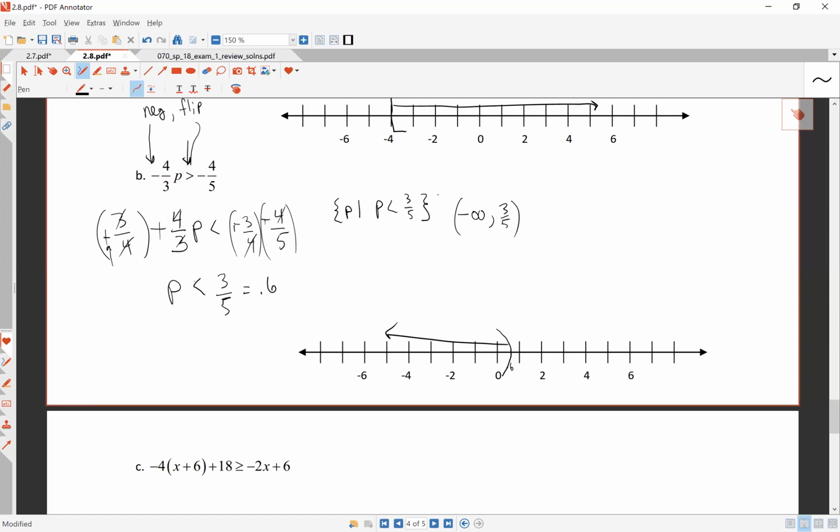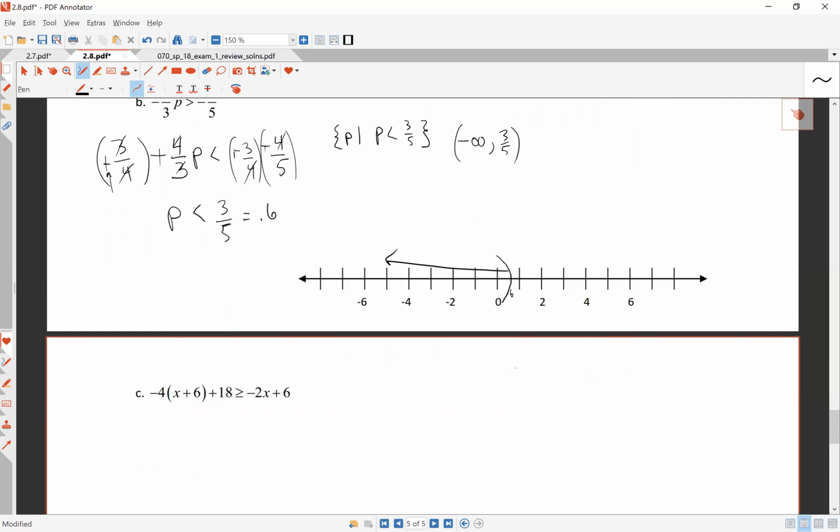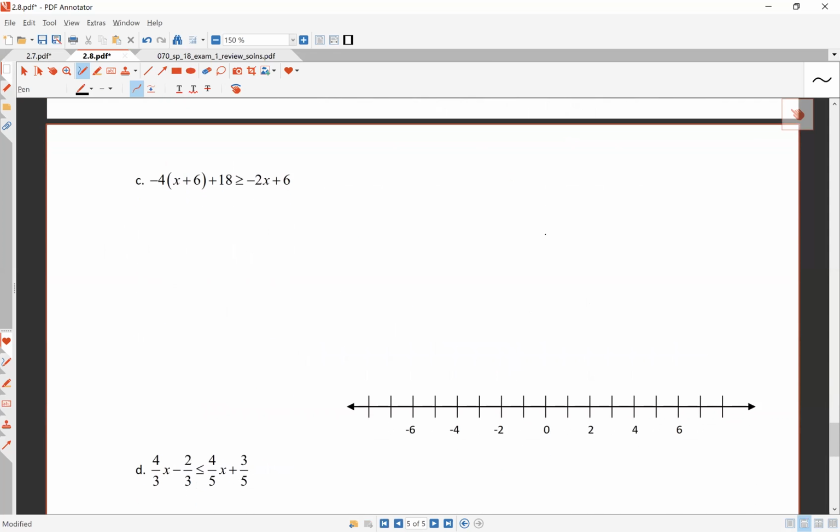Okay, one more time. Because I multiplied both sides of this inequality by a negative, I had to flip my symbol. Adding or subtracting negative numbers doesn't matter. Just multiplying or dividing.